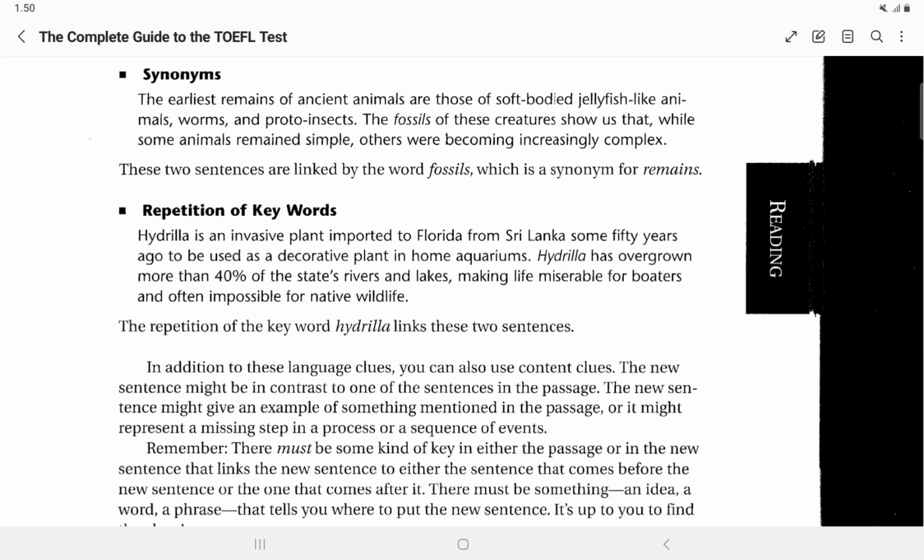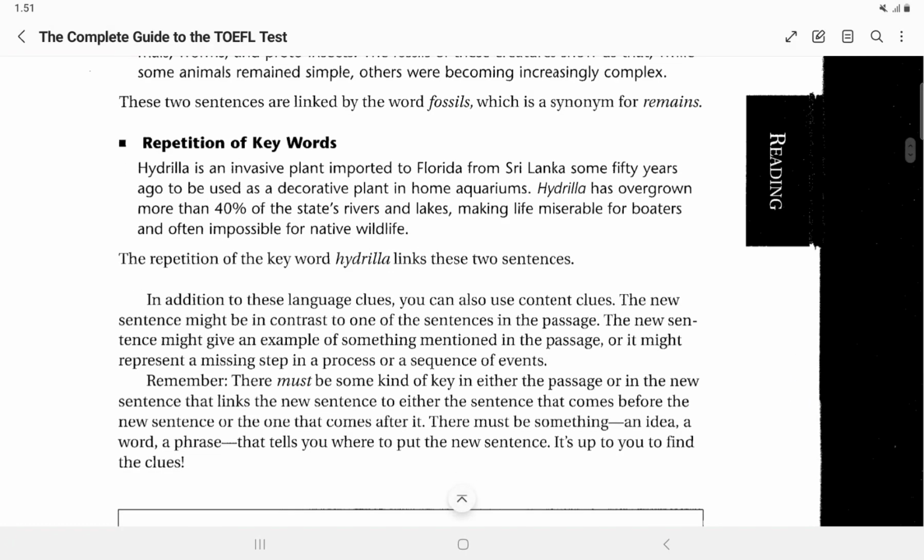Jadi ada tambahan language clues, kita juga bisa menggunakan content, isinya. The new sentence, kalimat baru itu bisa jadi merupakan kontras dari kalimat lain, terus the new sentence might give an example, bisa jadi juga memberikan contoh, or it might represent a missing step, atau memberikan missing step, langkah-langkah yang hilang.